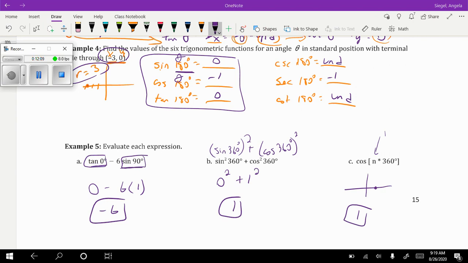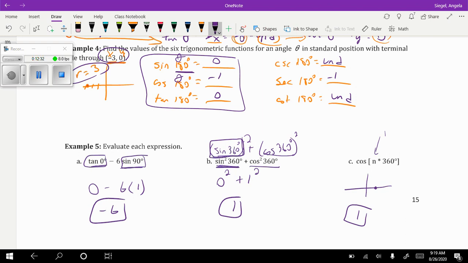Okay, so I want to point out a couple things. First of all, in trig, this is the same thing as this. It's just written kind of weird, so I want you to become comfortable with that. What you're going to do is you're going to take the sine of 360 and then square it, and the cosine of 360 and then square it. So we're going to see this notation a lot. I always find it kind of confusing.